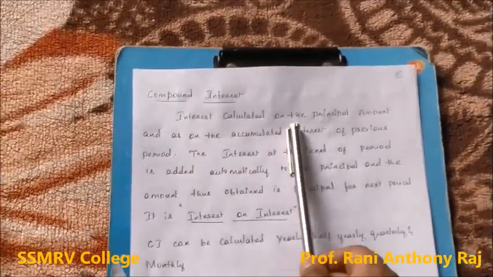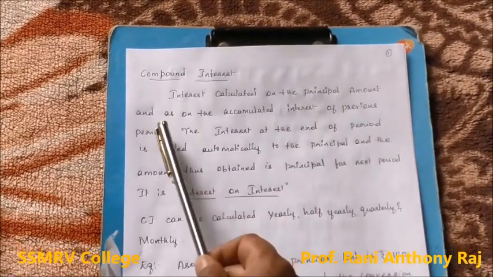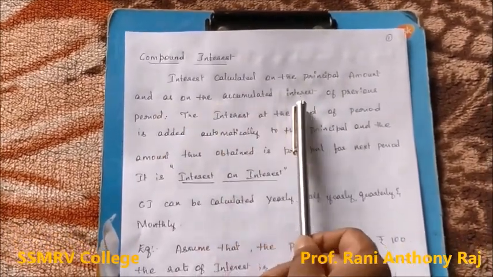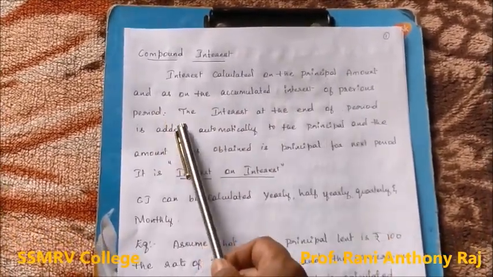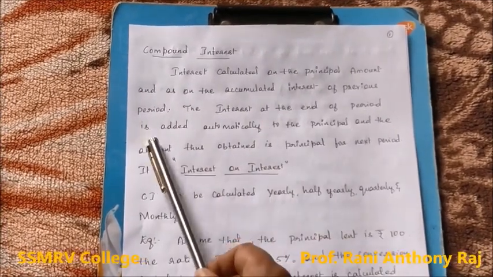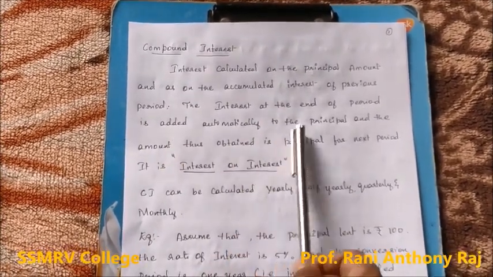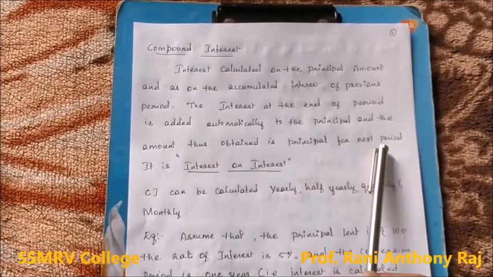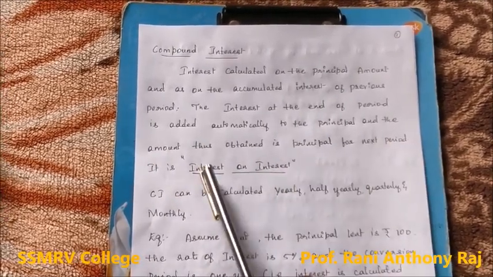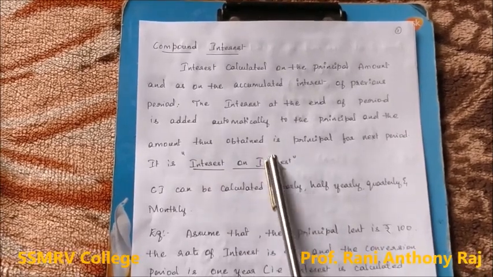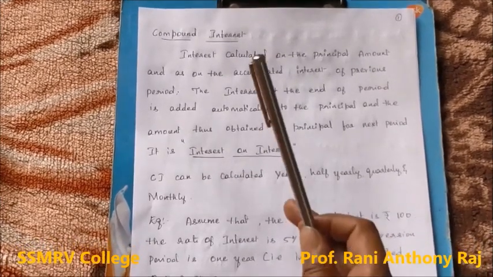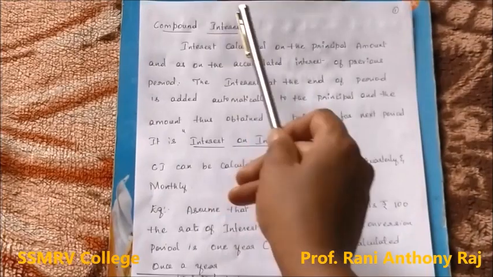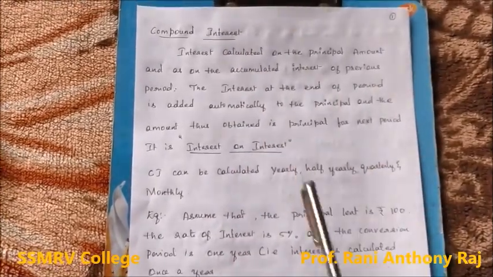Interest is calculated on the principal amount and on the accumulated interest of the previous period. The interest at the end of the period is added automatically to the principal, and the amount thus obtained is the principal for the next period. It is nothing but interest on interest, where in compound interest, interest will be accumulated on the principal amount as well as on the interest amount.